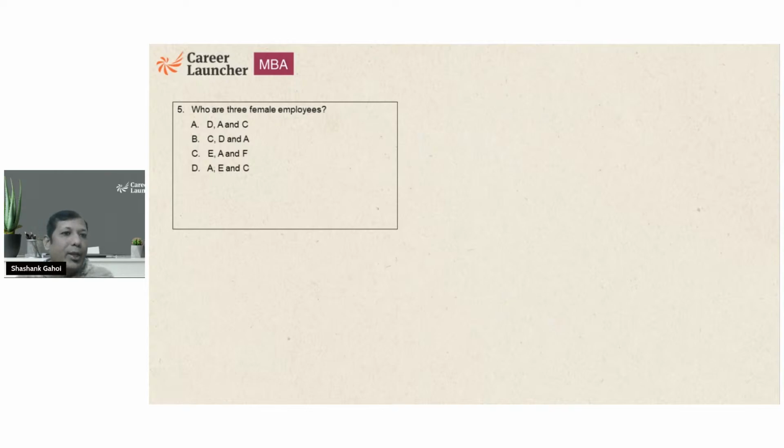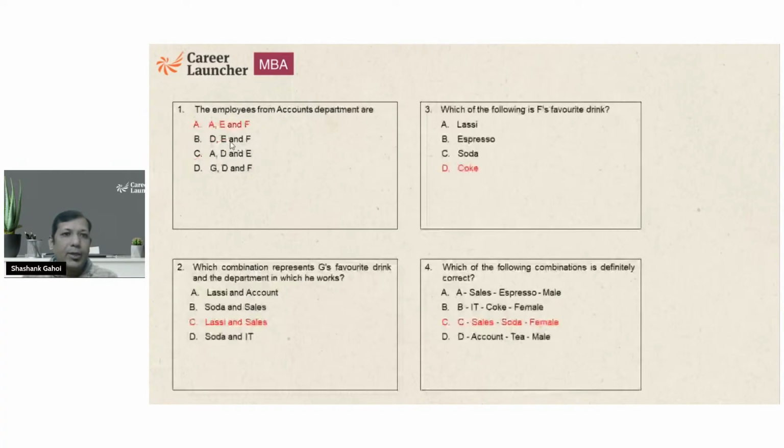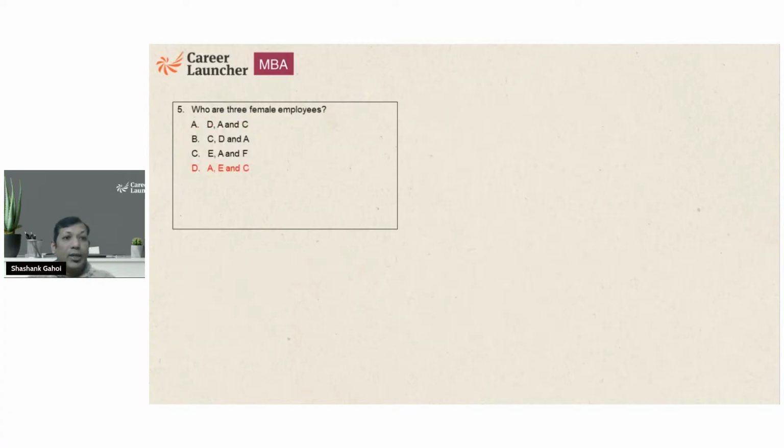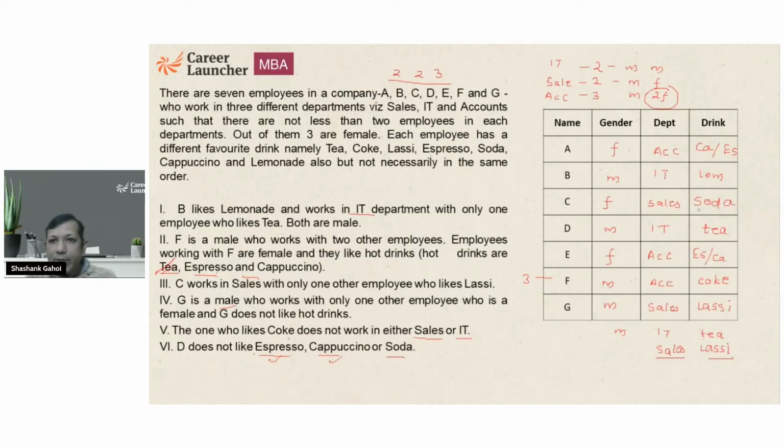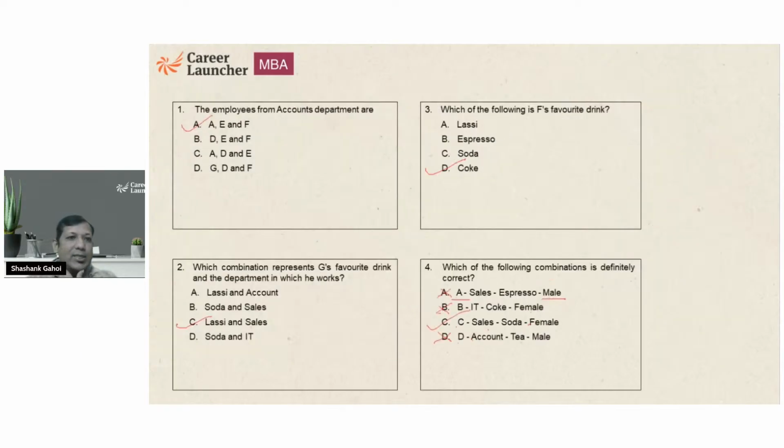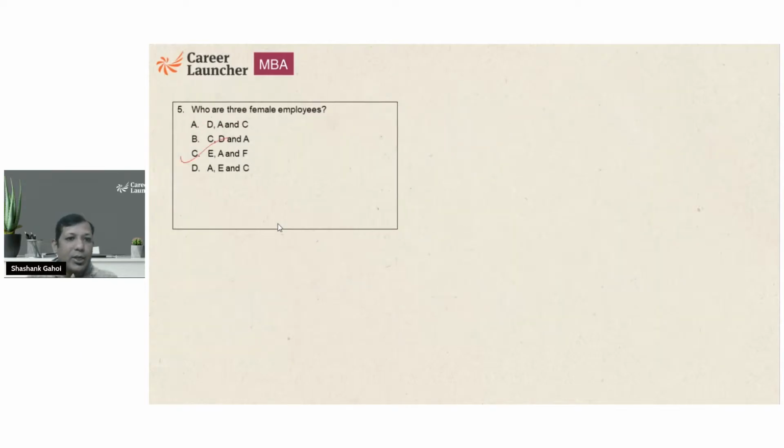Now, who are the female employees? I think A, E, and F. That is going to be option C. Now, let's see AEF. Let's see. Okay. So did we get AEC? So I made a mistake. Let me see. A, C, and E. Yes, my answer was also E and C. I marked the answer wrong. But anyhow.